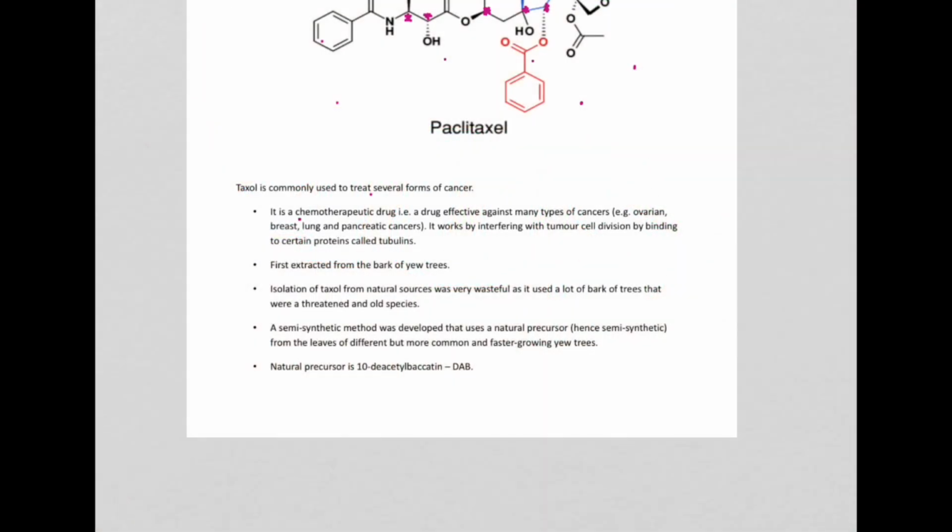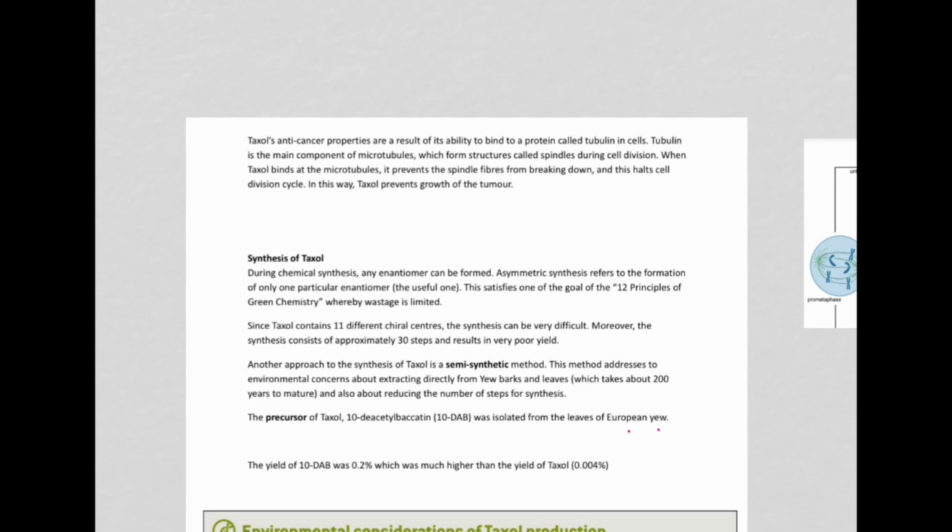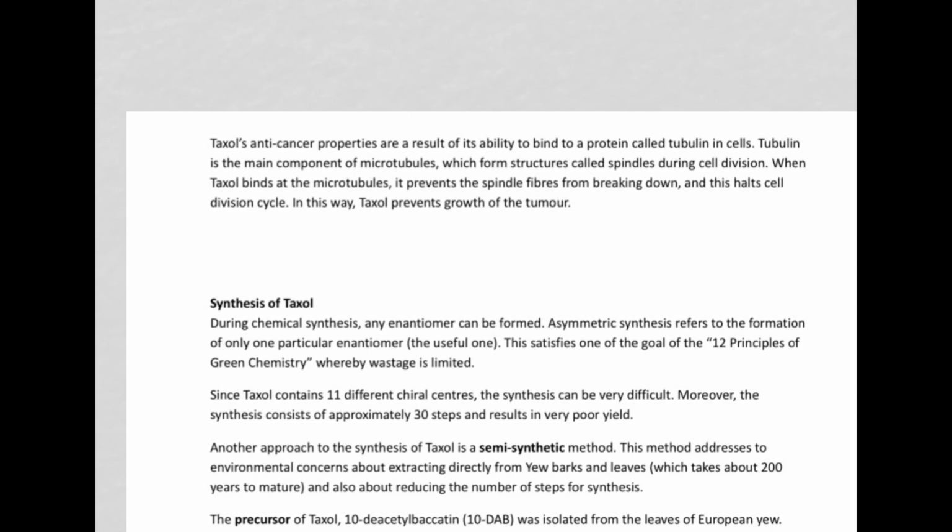Taxol is used to treat several forms of cancer. It's a chemotherapeutic drug, which means that it's effective against many types of cancer. It works by interfering with tumor cell division. It binds to certain proteins called tubulins and prevents more tumor cells from being formed. If you go on page 4, you are going to see a little bit more detail on how Taxol acts as an anti-cancer drug. What happens is that Taxol will bind to tubulin in cells.